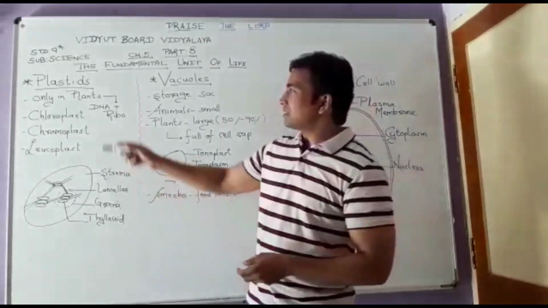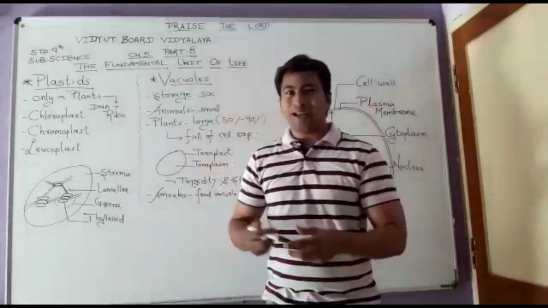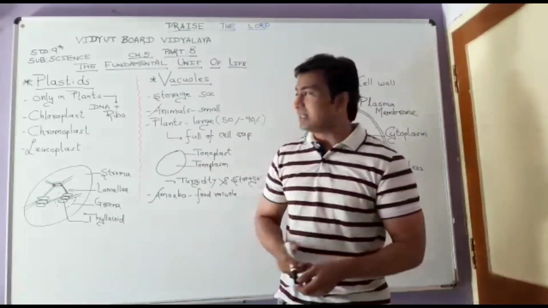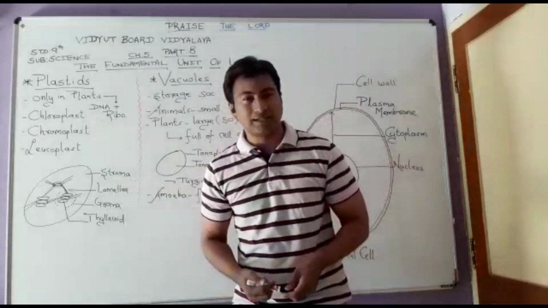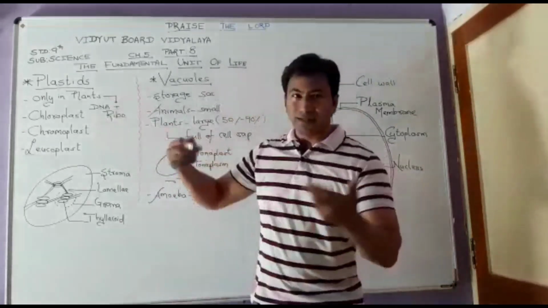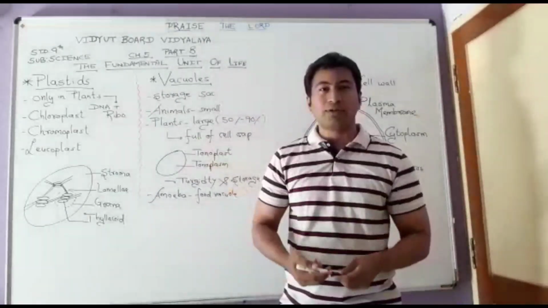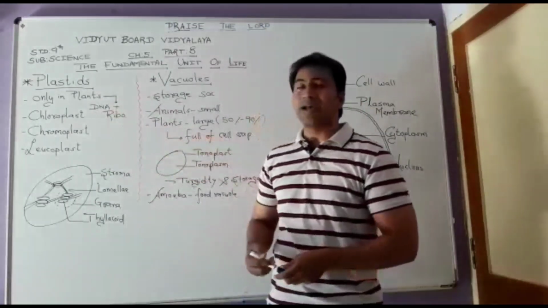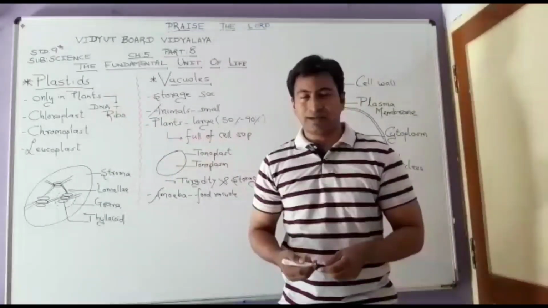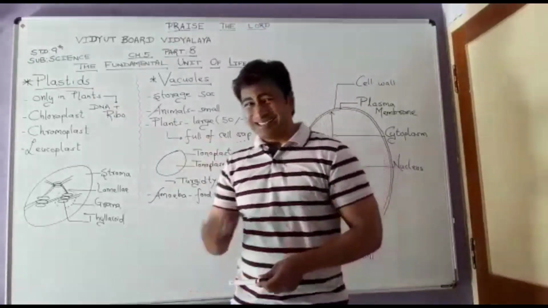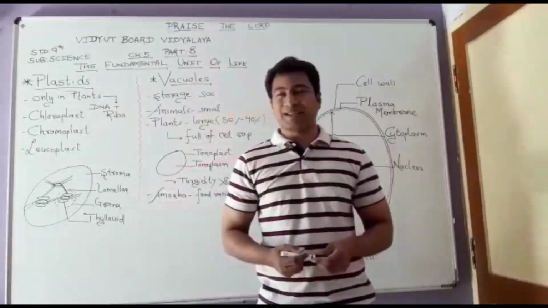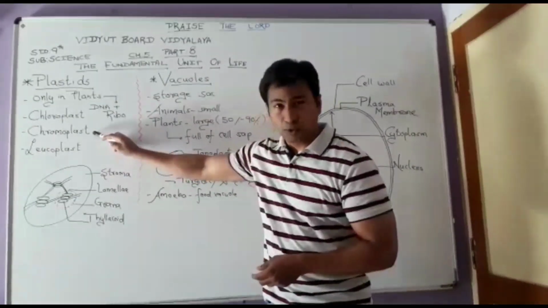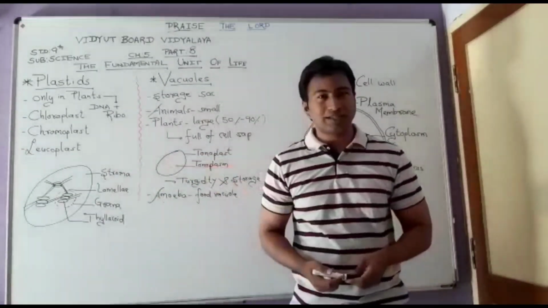The first one is the plastids. Now plastids are such kind of organelles which are exclusively found in case of only plants. And in relation to the mitochondria, exactly in the similar way, these plastids also have their own DNA and ribosomes. Now there are 3 major types of the plastids: the chloroplast, the chromoplast and the leucoplast.